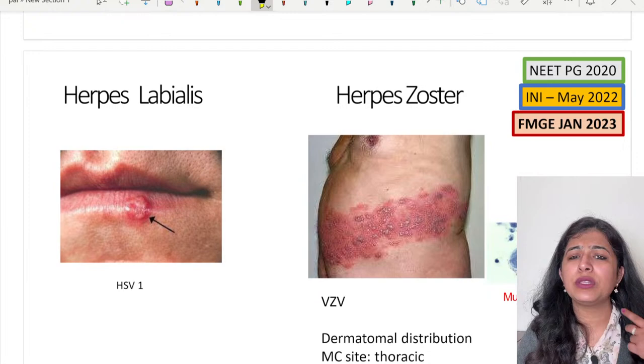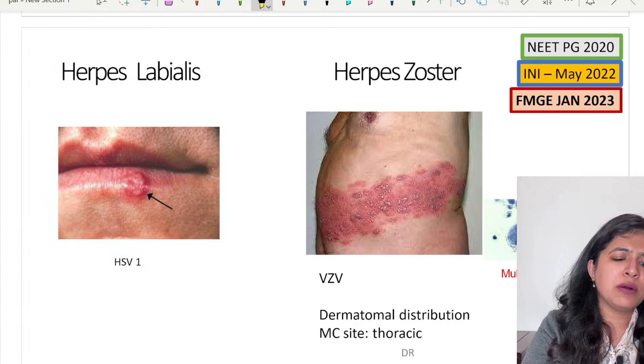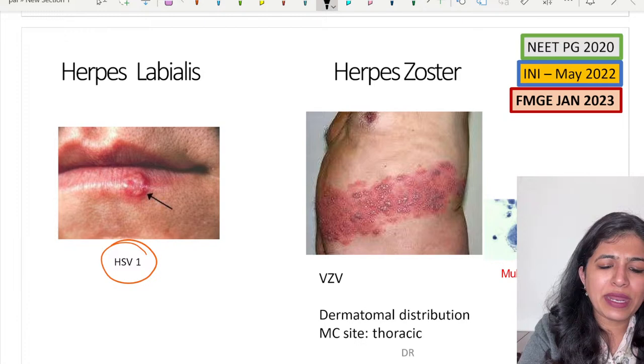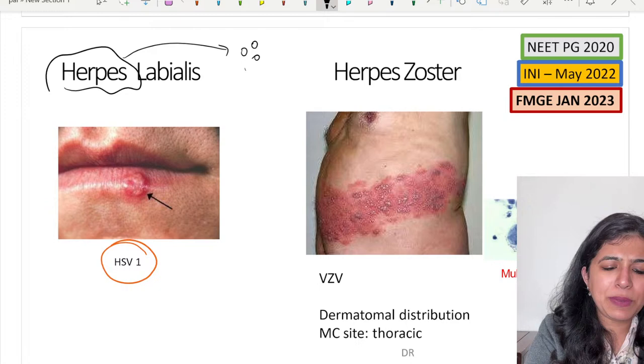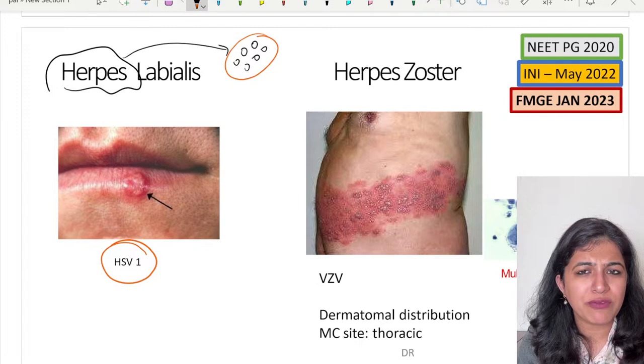Then we come to herpes labialis. This is a viral infection caused by herpes simplex virus 1. Wherever the word herpes comes, it will always be grouped painful vesicles on a red base.